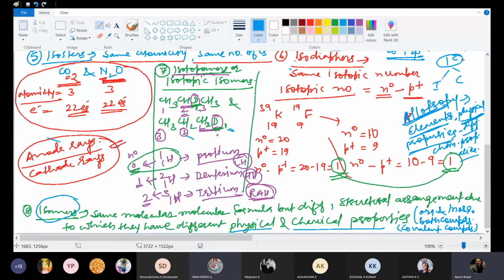Yes, sir. So this is all about the isomers. Then the last isoterm.